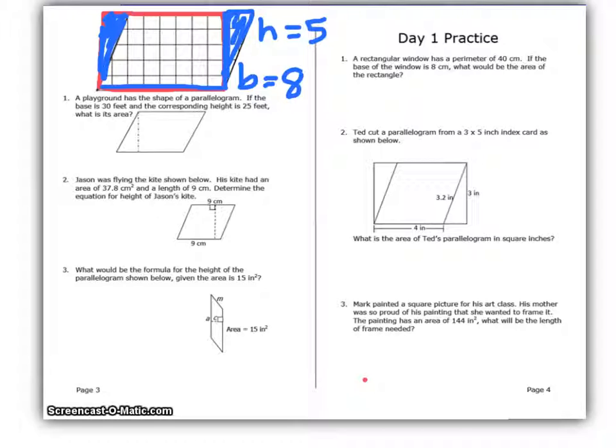And so inside, you can have students label again that I'm using the same formula. Area equals base times height, and my base is still 8, my height is still 5, so my area is still 40 square units, just like it was with my rectangle.